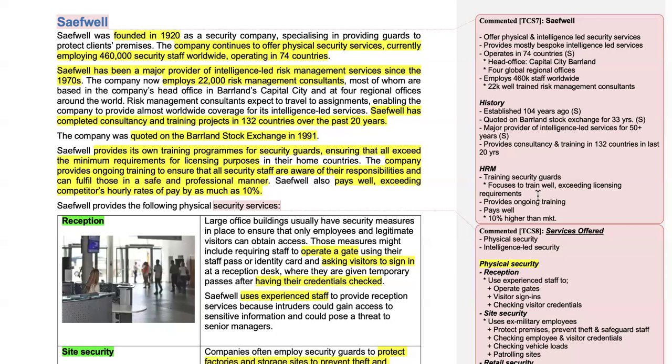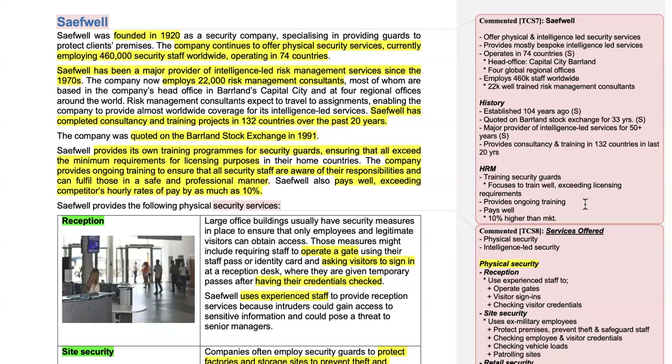And we are focusing on training our employees well, thereby exceeding licensing requirements, which is good for our reputation as well as ethically sound. So we can safely assume that since we are trying to exceed licensing requirements, our employees are top-notch when compared to the competitors. And we are providing ongoing training. So we are not just training an individual right after employing him or her. Instead, we keep on continuously and regularly training them to make sure that they are aware of their responsibilities and what type of skills we demand of them.